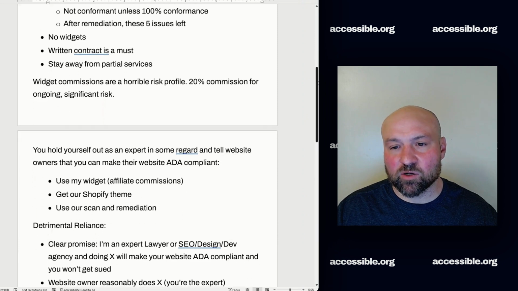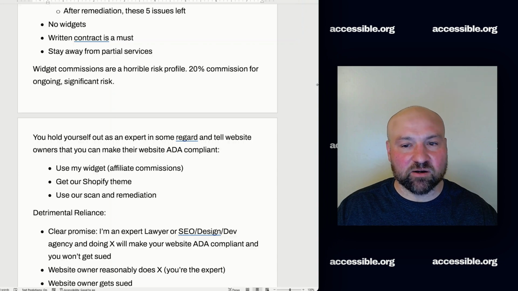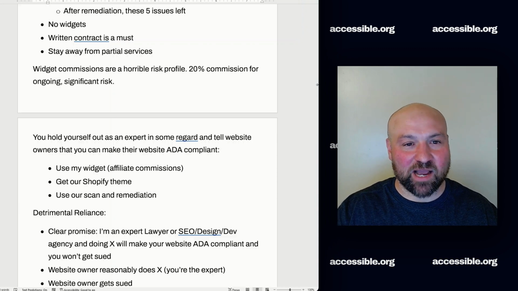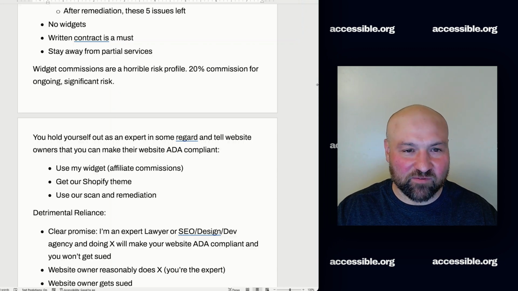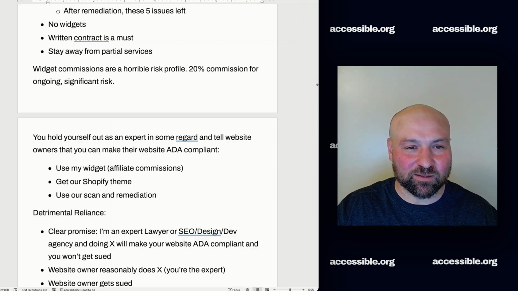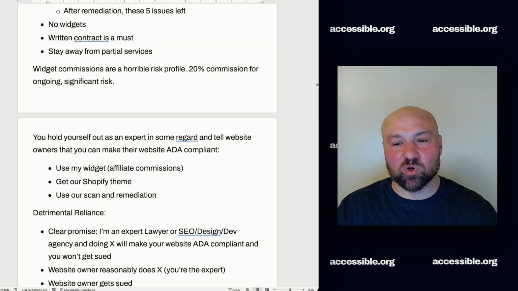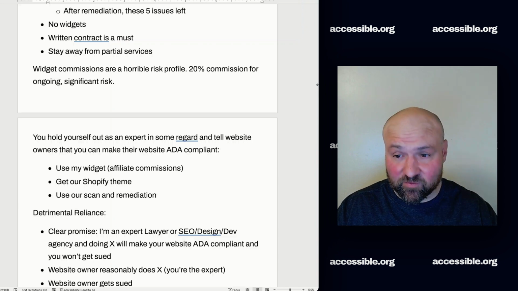And then on this next sentence, I have your widget commissions are a horrible risk profile. 20% commission for an ongoing significant risk. It's ongoing. Your materials are out there. This is an alleyway you do not want to go down. All roads lead to horrible. Read overlayfactsheet.com, read overlayfalseclaims.com, and you'll see exactly what I'm talking about. If you're going to have longevity, you have to have a solid foundation, and widgets are as unstable a foundation as you can have.